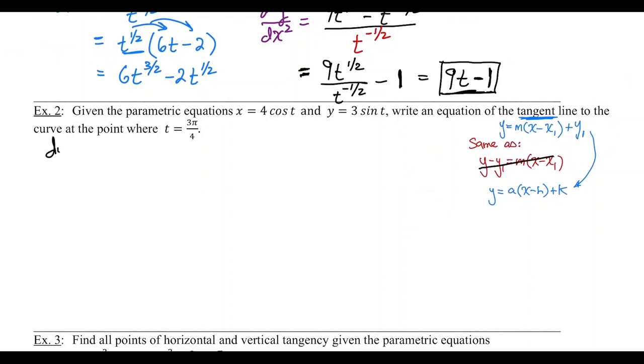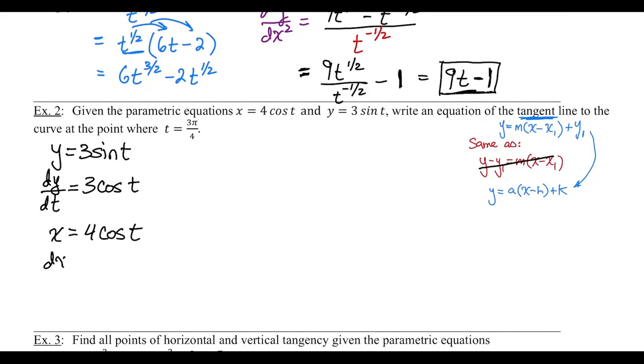So dy dx. You know, I'll just rewrite the y. Y equals 3 sine t. And then I'll just jump right into it. Dy dt. Derivative of sine is cosine, so 3 cosine t. Then we have x equals 4 cosine t. Derivative of cosine is negative sine. So 4 times negative sine of t, negative 4 sine t.